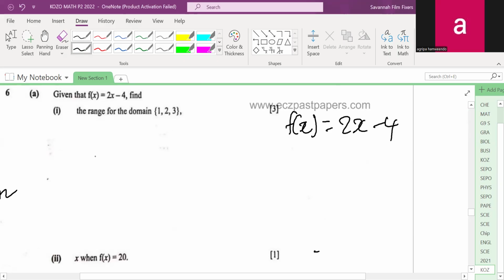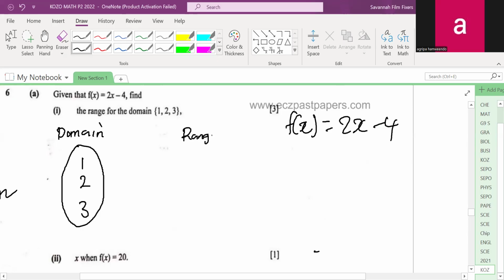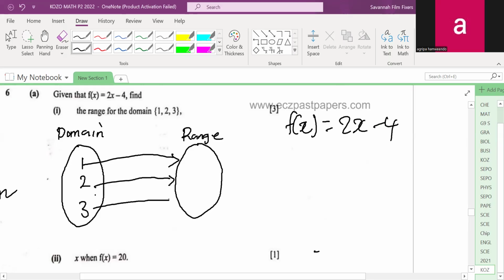So a function is a mapping. If we have a domain like this, which are the x values, it has to be mapped onto a certain range. So we don't know what we're going to get here. They are not y values, it's like the image of the function.